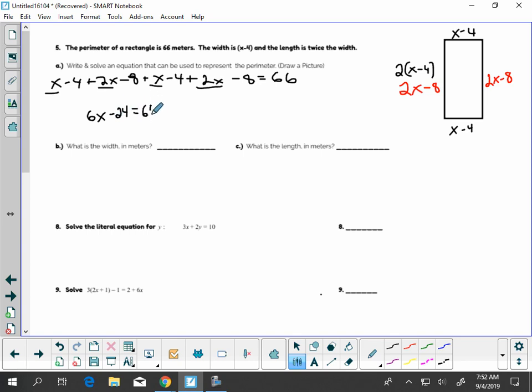So suddenly it's looking a lot better. I'm going to then add 24 to both sides. And when I do that, I'm going to get 6x equals 90. Running out of room, so 6x equals 90. Divide by 6.